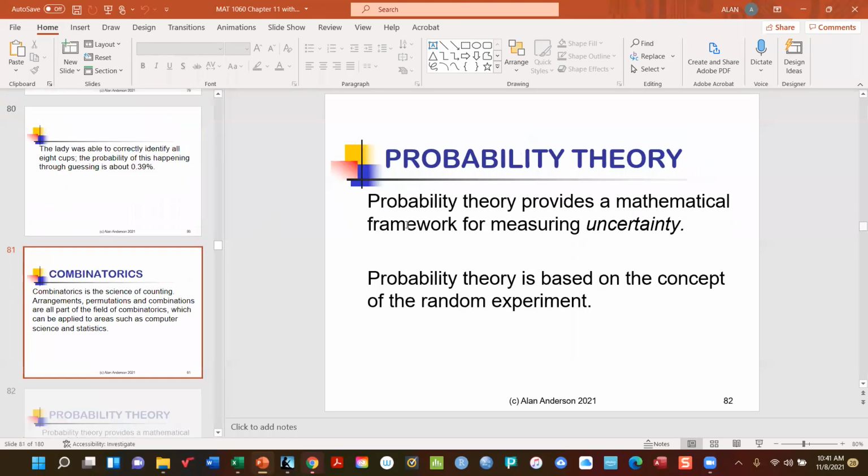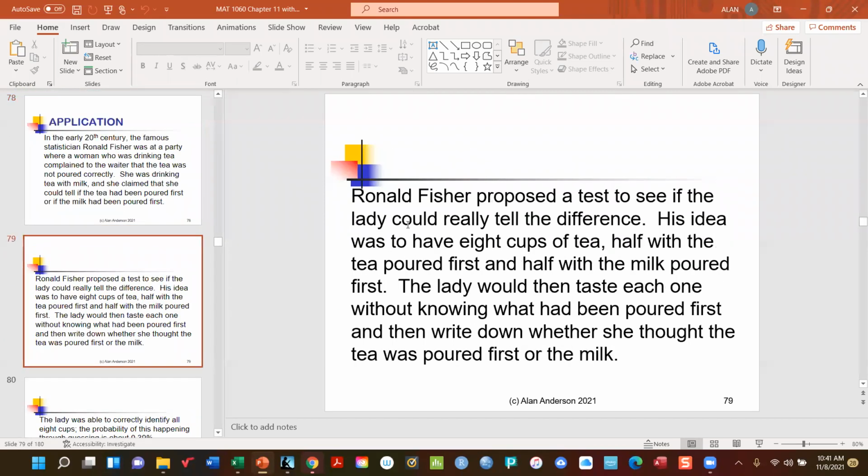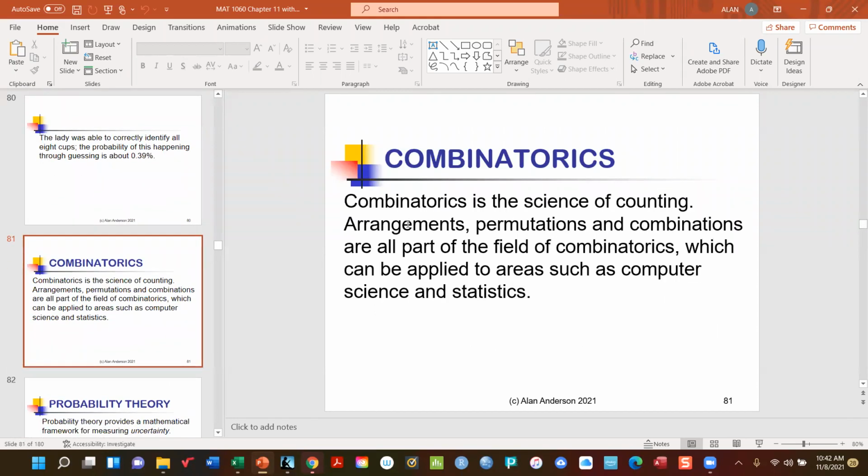All right. Well, anyway, of course, the lady with the tea was also an interesting application. Ronald Fisher, of course, being who he was, would be the first person to come up with an experiment to test the idea that she really could tell the difference between whether the tea was poured first or the milk was poured first.